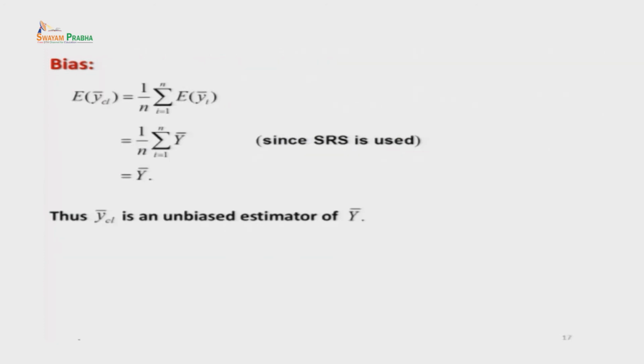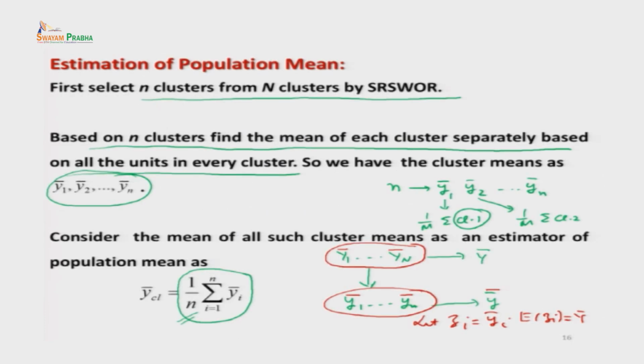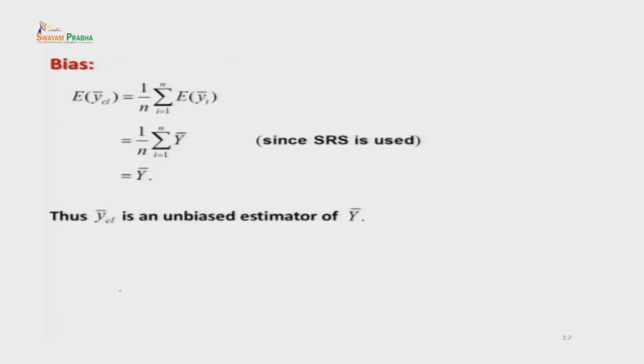Now if I ask you to find the expectation of this y bar CL, which is defined here, this will become simply 1 upon n summation i goes from 1 to n expected value of y bar i. Since we are drawing the sample by simple random sampling, the expected value of y bar i will simply be capital Y bar, which we know from simple random sampling concepts. Taking this sum, this becomes n times Y bar upon n, which is capital Y bar. So y bar CL provides an unbiased estimator of the population mean.